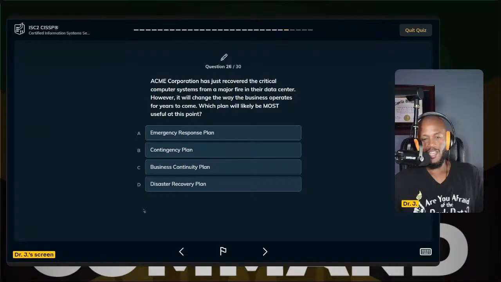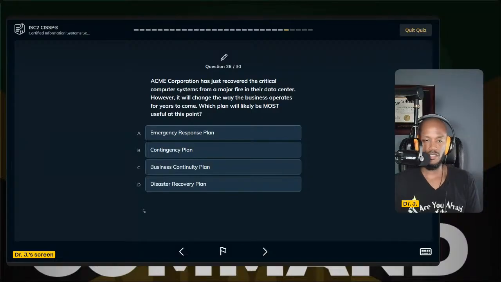Acme Corporation has just recovered the critical computer systems from a major fire in their data center. However, it will change the way the business operates for years to come. Which plan will likely be most useful at this point? Maybe BCP, unless they're trying to trick us with contingency plan, but I think that's just a distractor.